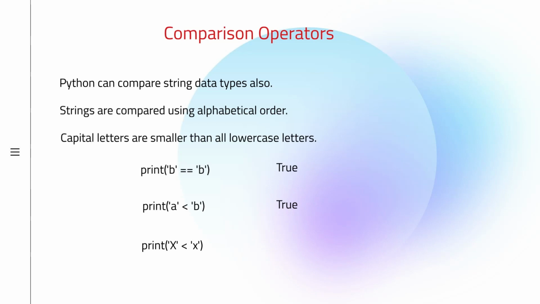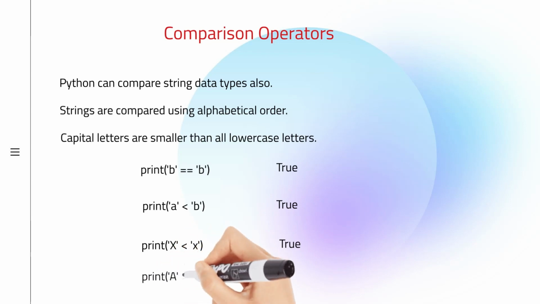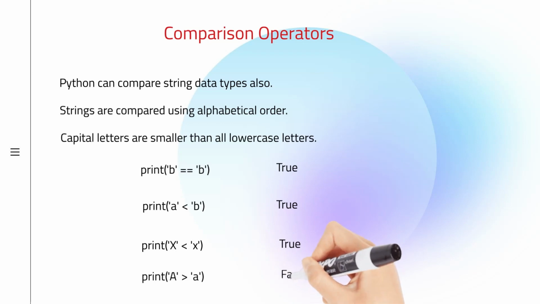Capital X less than small cap X returns true as capital letters always come before small letters and therefore are always smaller than the small caps letters. Capital A greater than small caps A returns false as capital letters always come before small letters and therefore are always smaller than the small caps letters.